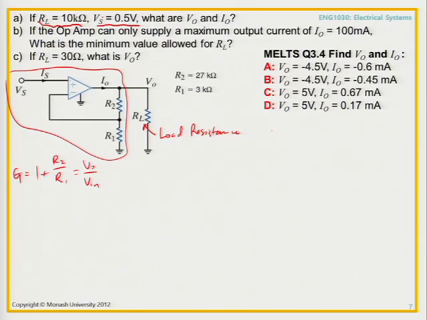Have a think about this and see if you can figure out what VO and IO should be. Now in this case, as a hint, IO is now entering this node out of the op amp, but how will it react to two different paths of resistance? That's the thing.